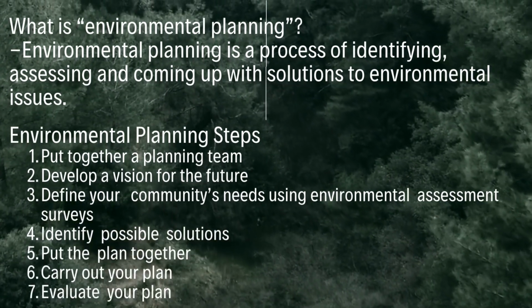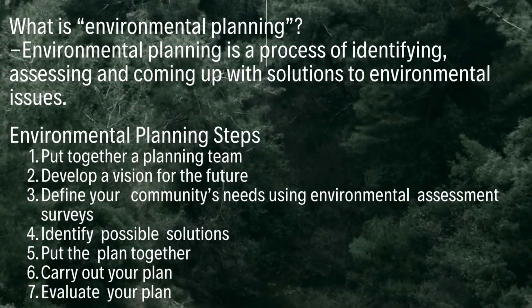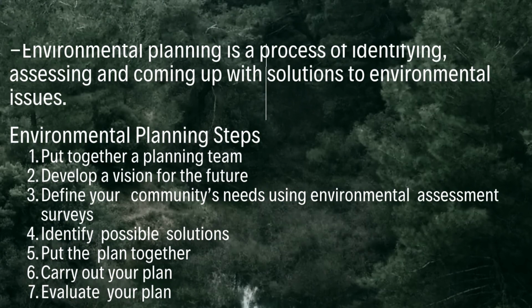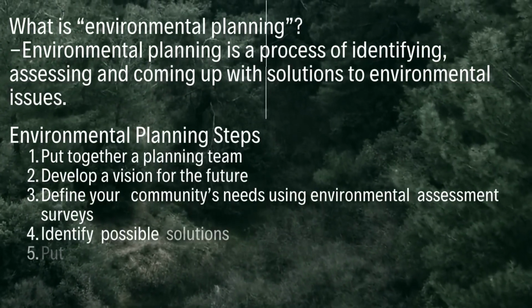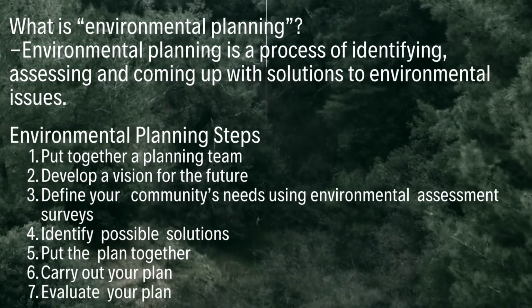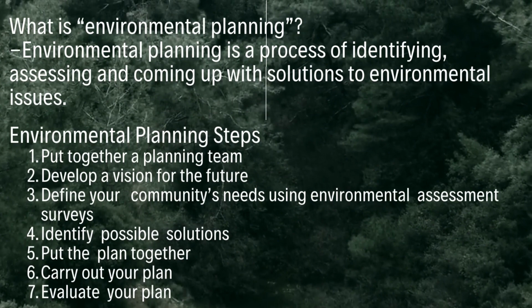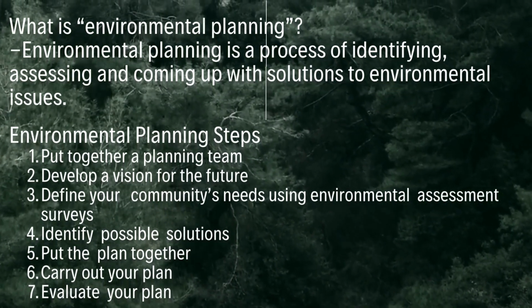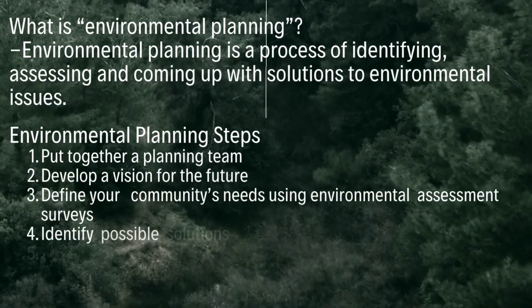The fourth step is to identify possible solutions. After the community identifies, prioritizes, and discusses the environmental issues from both surveys, it is time to find solutions. At this step, it is important to determine all possible solutions to the problems identified and the cost to carry them out. Involving your community throughout the entire planning process and educating them on environmental issues will better prepare community members to help find solutions.